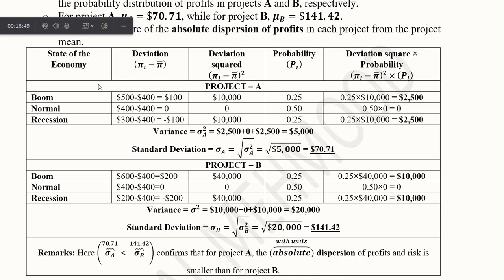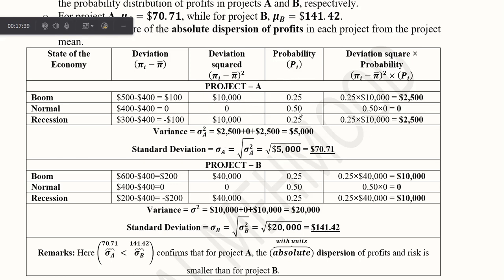Now, boom, normal, recession, these are the three outcomes of the states of the economy, and the deviation can be easily calculated by considering the profit under boom, which was 500, minus the expected value profit, which was 400. Profit in the normal situation of the economy was 400 minus the expected value profit, which was again 400. Profit under recession was 300, and the expected value profit was 400. So this is how these differences are calculated. These are the answers. These are the squares of the answers. Minus 100 will become 10,000, for example.